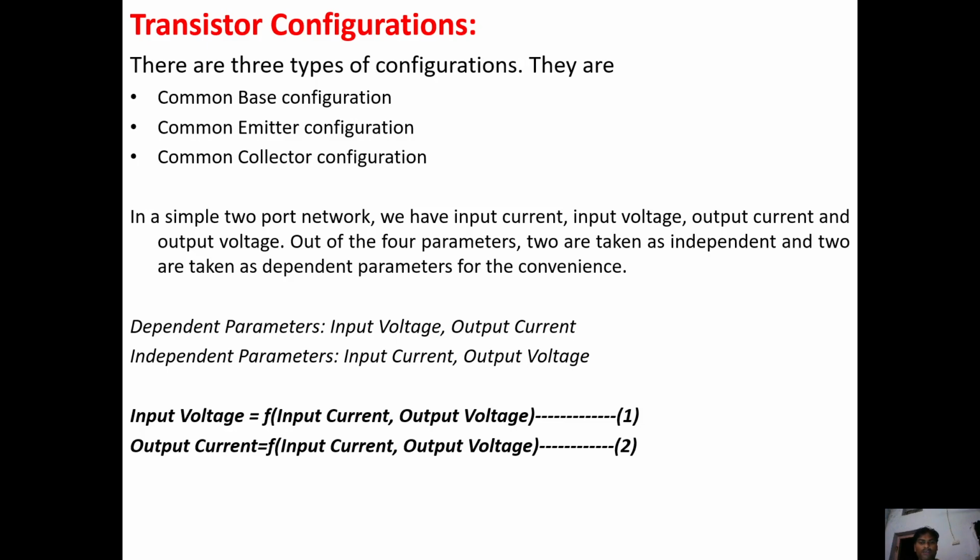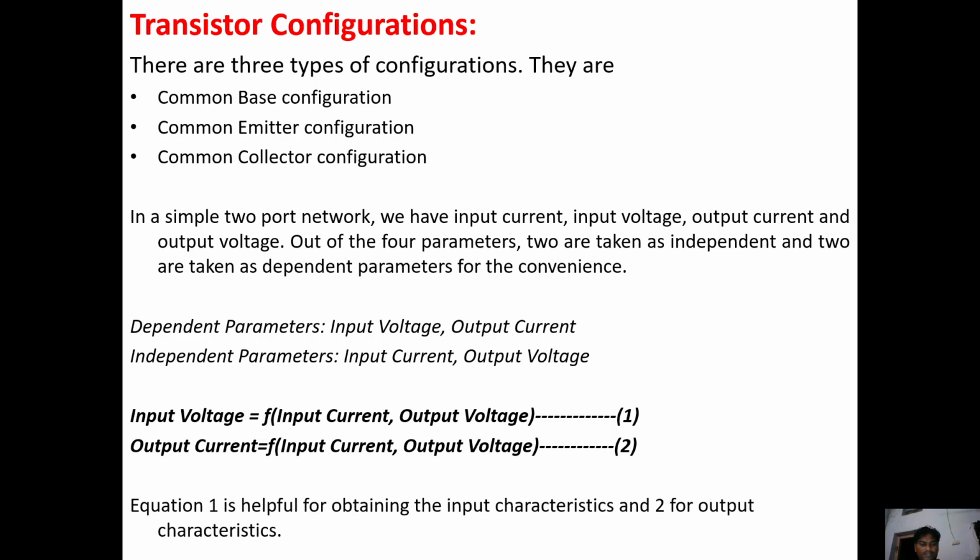In a simple two-port network, we have input current and input voltage, output current and output voltage. Out of the four parameters, two are taken as independent and two are taken as dependent parameters for convenience. Dependent parameters: input voltage, output current. Independent parameters: input current and output voltage. Input voltage is a function of input current and output voltage. Output current is a function of input current and output voltage. So equation 1 helps in obtaining the input characteristics and equation 2 the output characteristics.